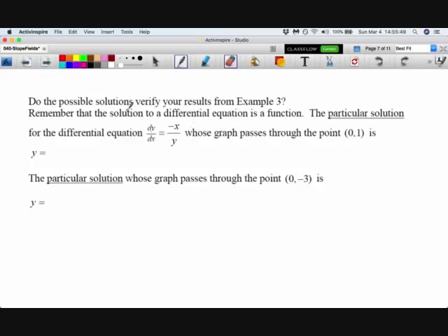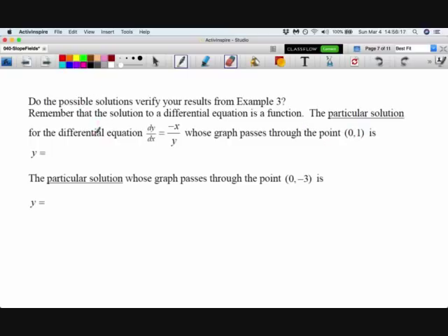Do the possible solutions verify our results from example 3? You should always run this kind of a check. You should always ask yourself, hey, did what I just get make sense? Does my graph match my derivative? Does my graph match my solution? Does my solution match my graph? If they don't, it's a problem. So let's find the particular solutions for each of these graphs.